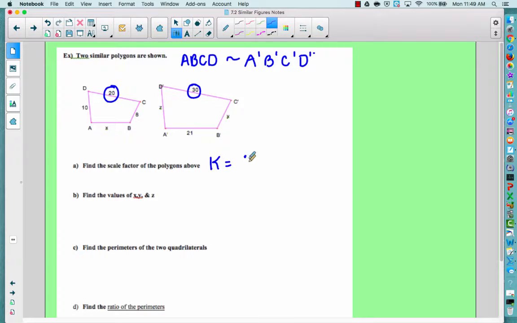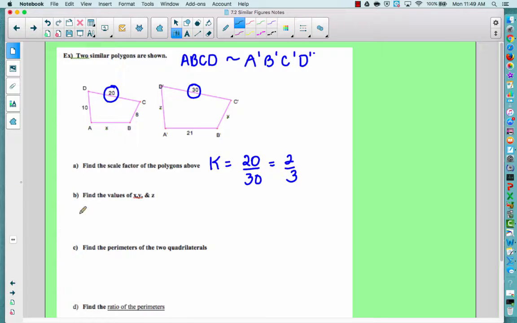So k is 20 to 30. Now, you also could do 30 to 20. That doesn't matter, but you have to be consistent when you write your proportions. I will simplify that. So my scale factor is 2/3. Okay, so I have my scale factor. Now I find the values of x and y by writing a proportion with my scale factor.